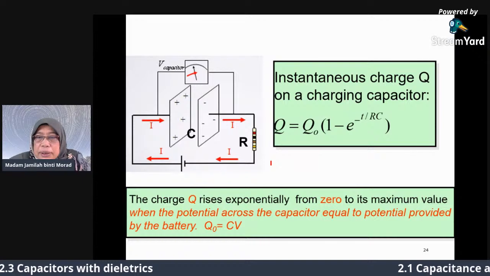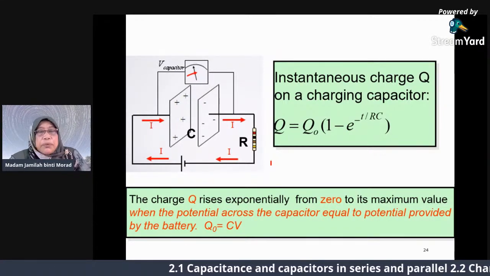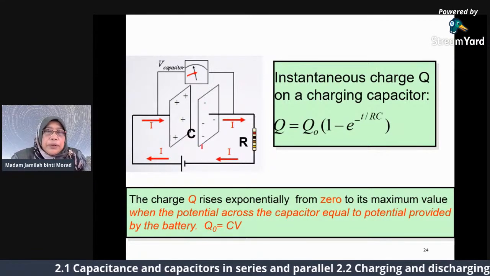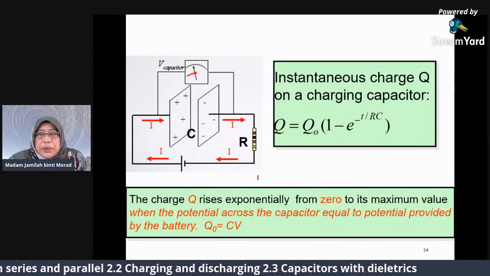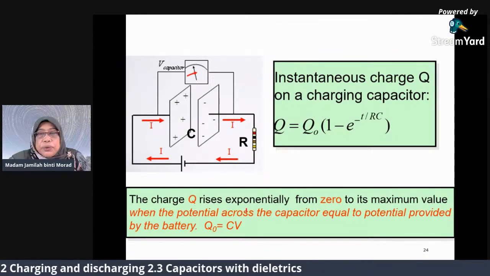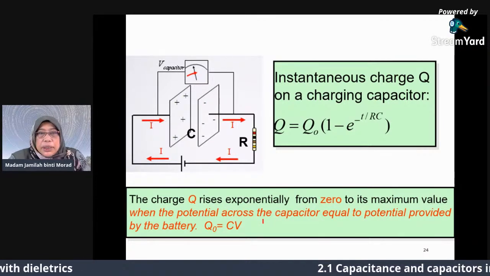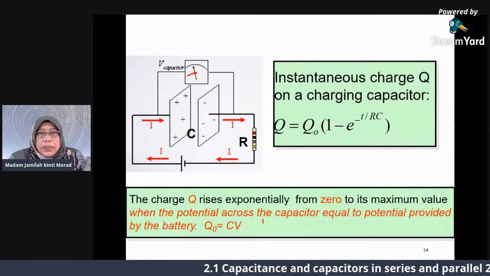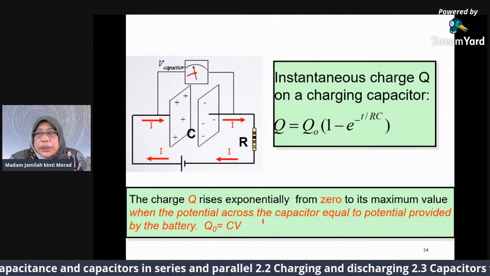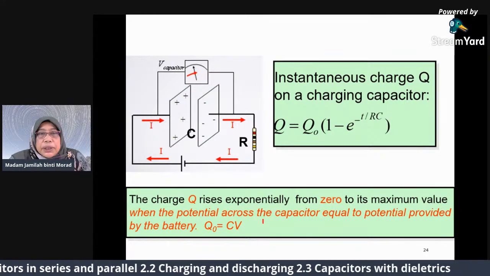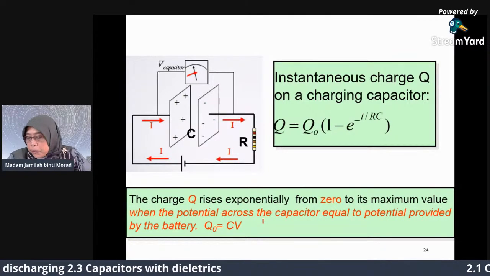Charge will rise from 0 to its maximum value when the potential across the capacitor equals the potential provided by the battery. Okay, the graph that you have is an exponential graph from 0 to its maximum value. Charge accumulates on the plate of the capacitor. The current will stop flowing when the charge achieves its maximum value, and the potential difference across the capacitor equals the potential difference provided by the battery.